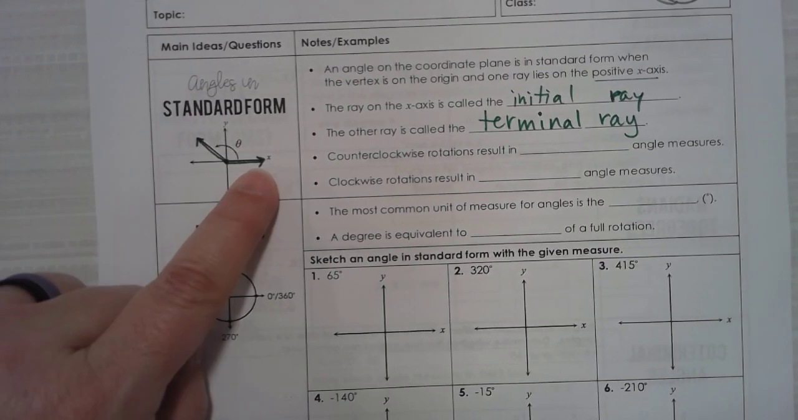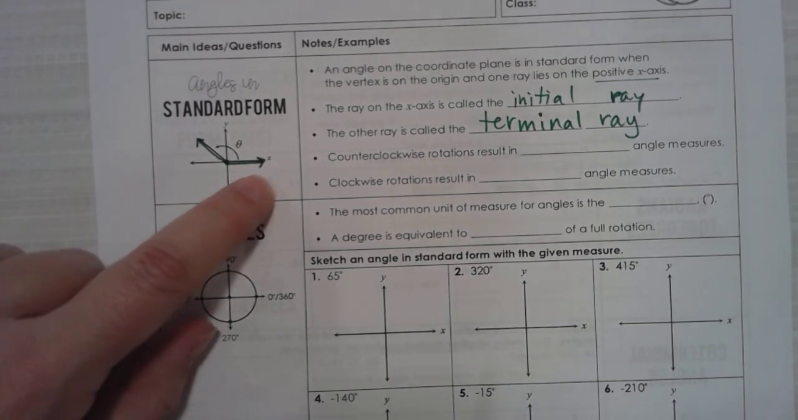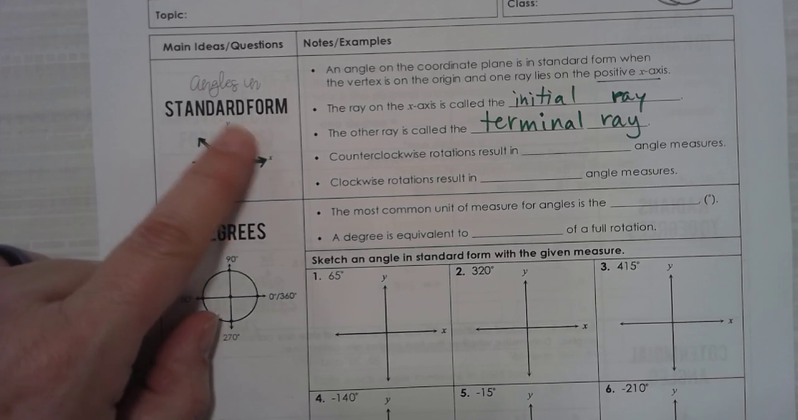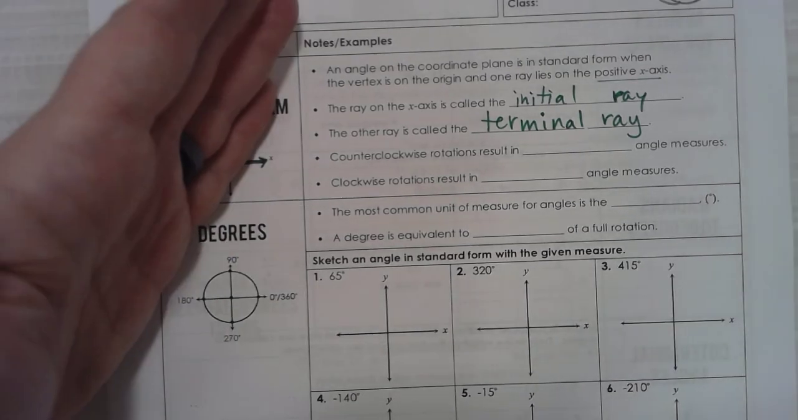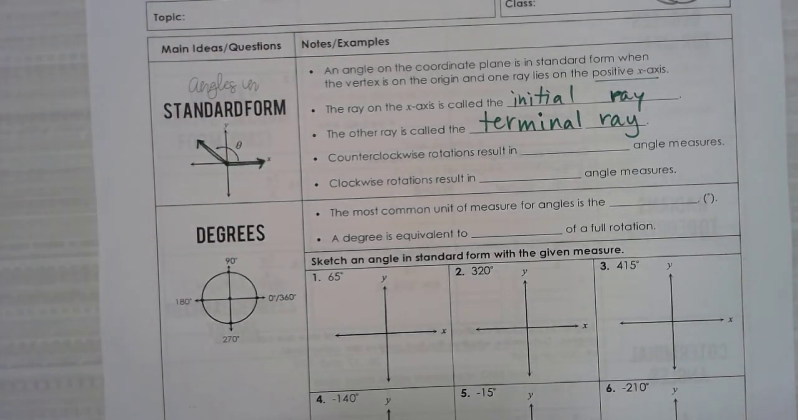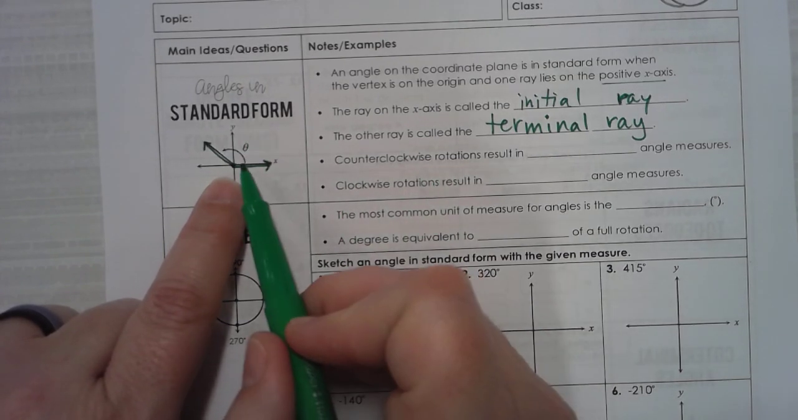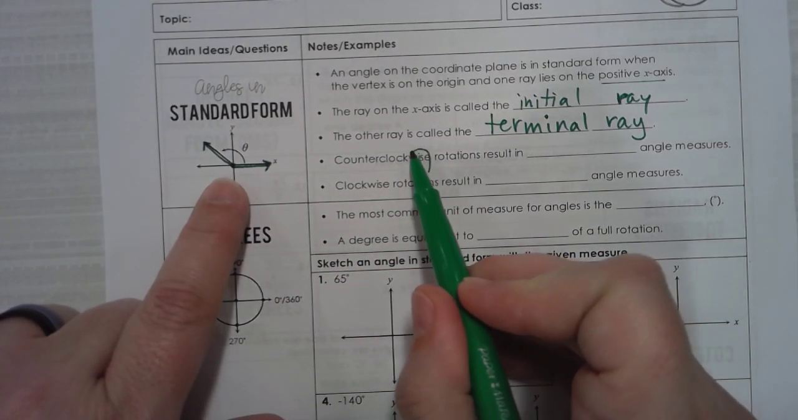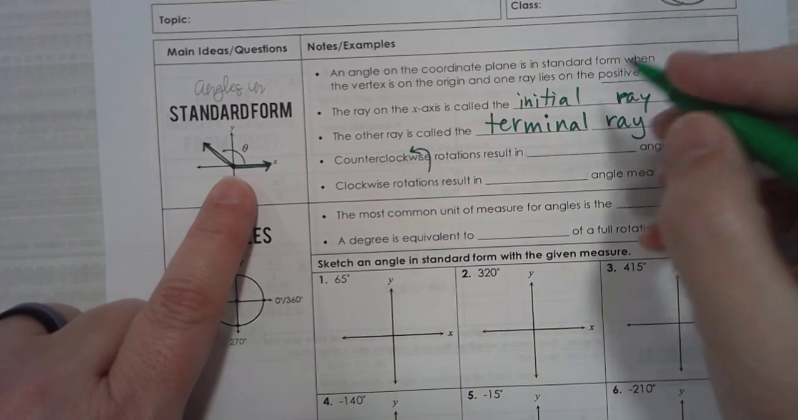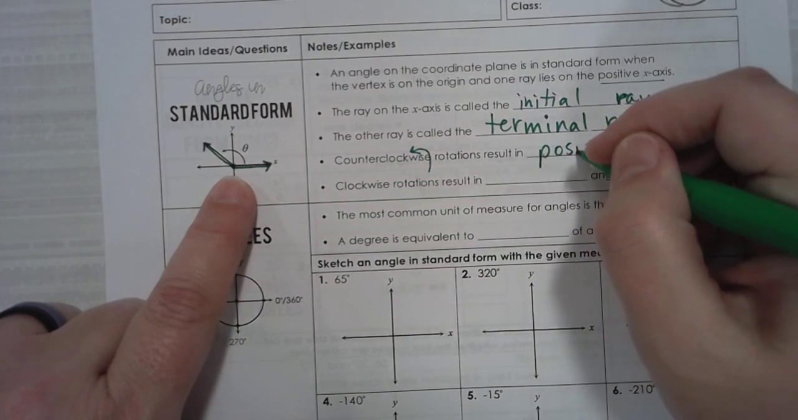Okay, so it starts with the initial ray along the x-axis, and then the other side opens up anywhere, and it could be in the first quadrant, second quadrant, whatever. All right, so counterclockwise rotations are going back this way to the left. They are going to result in angles that are positive.